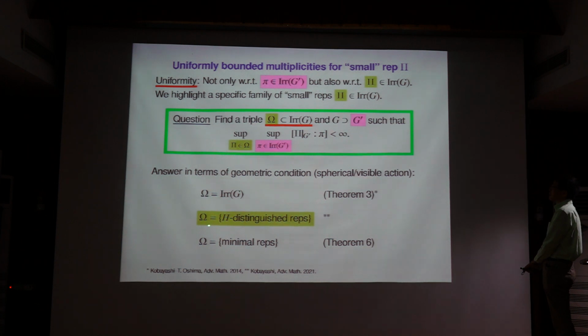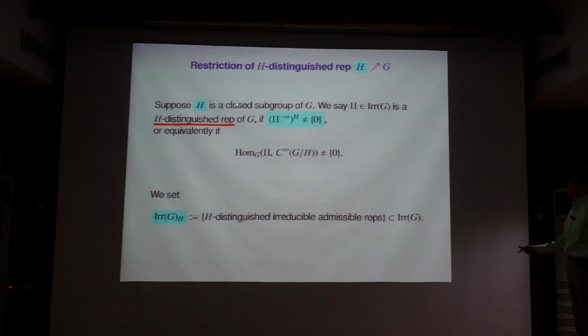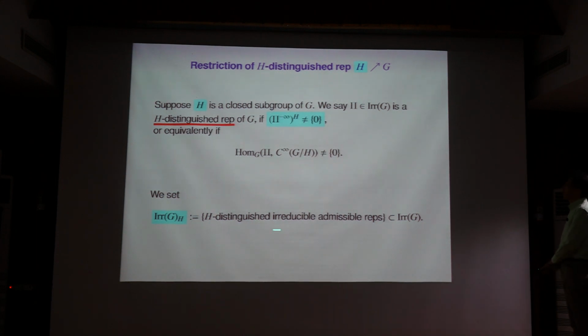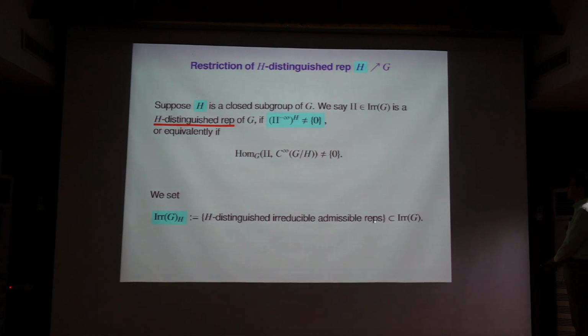not singletons, not the whole thing, but now we focus on the case of H-distinguished representations, where we recall the definition. Let H be another closed subgroup of Z, and then we say that an irreducible representation is an H-distinguished representation if the representation has a non-trivial H-fixed vector, or equivalently, by Frobenius reciprocity, that pi shows up in the space of functions on Z mod H. And we collect all H-distinguished irreducible admissible representations, denoted by Irr(Z)_H. So this is a subset of Irr(Z).